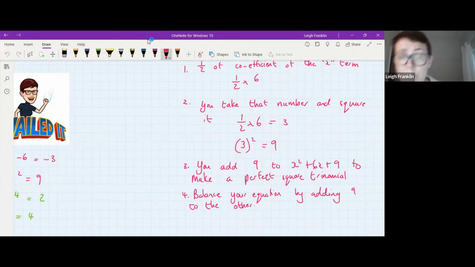Okay, and I mean, it could be a fraction. They could be mean to you and make it a fraction as well. But if you understand the process, then it should be fine. Yes, you're quite right, it would be 3√2.